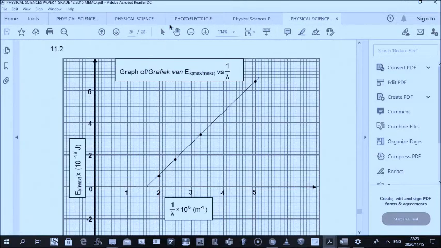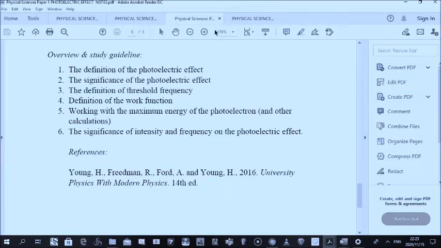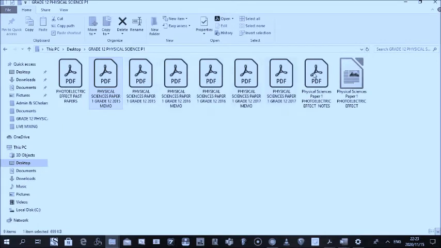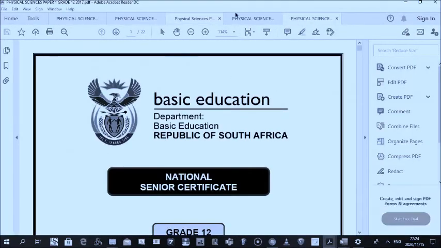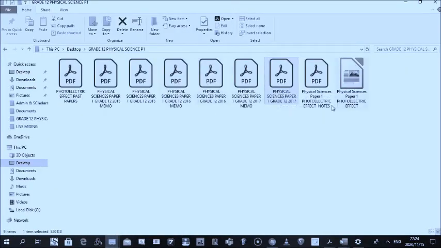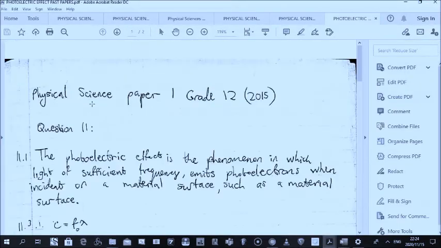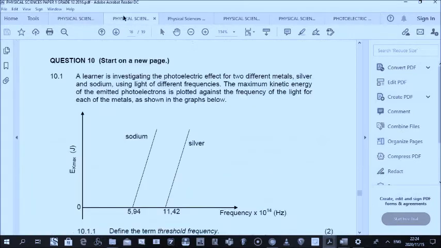So now I would like to just visit the other paper. Let me just open my notes again. Just wait a minute, hang in there. We want to open, not the notes, not the memo. There's my notes here. Okay, so we want to open physical science paper 1, grade 12. I made a mistake, that's a typo. Physical science paper 1, grade 12, from the year 2016. And it should be this one.